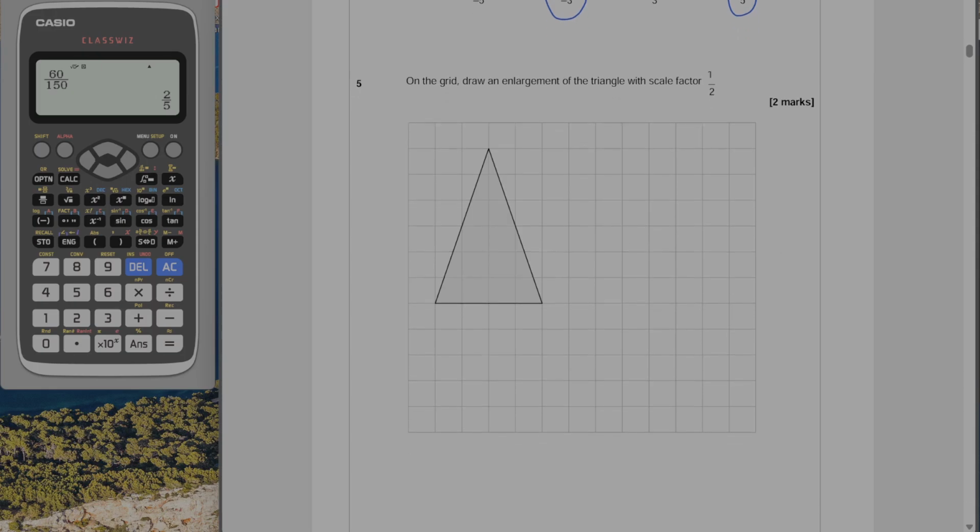Question 5. On the grid, draw an enlargement of the triangle with a scale factor of a half. We're not given a point of enlargement, so we just need to make this half the size, wherever you want to start drawing it, really. Instead of being 4 across, it's only going to be 2 across. Instead of being 6 up, it's only going to be 3 up. So that's going to be my enlargement drawn anywhere. You're actually going to draw it with a ruler.